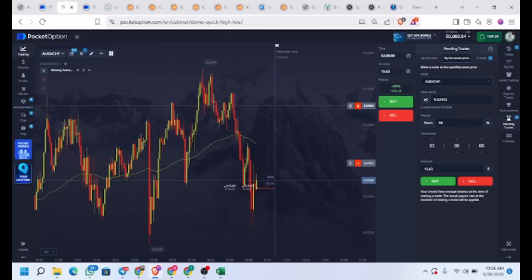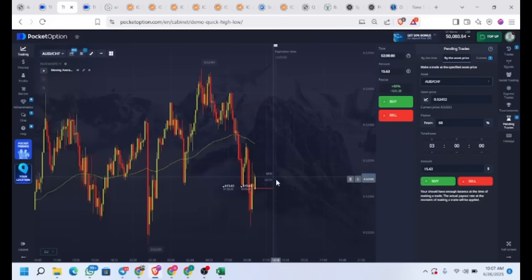Now, the good thing about Pocket Option is that once it goes past the price level at which I entered, for instance, now if I use the 5 minute trade, I'll be wrong. But because I understand the flow, I'm trading with the flow. Do you understand now? Because I understand the flow.